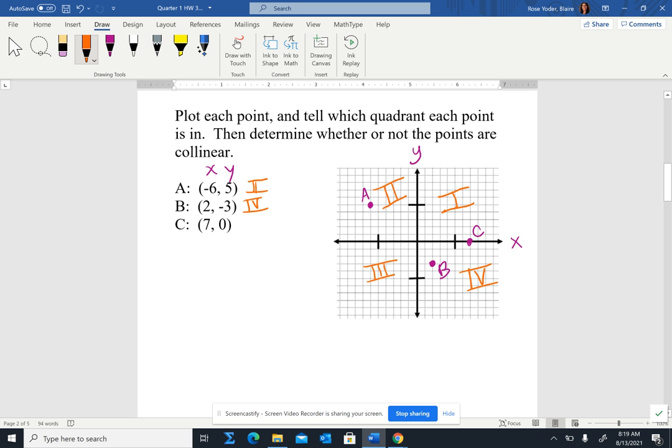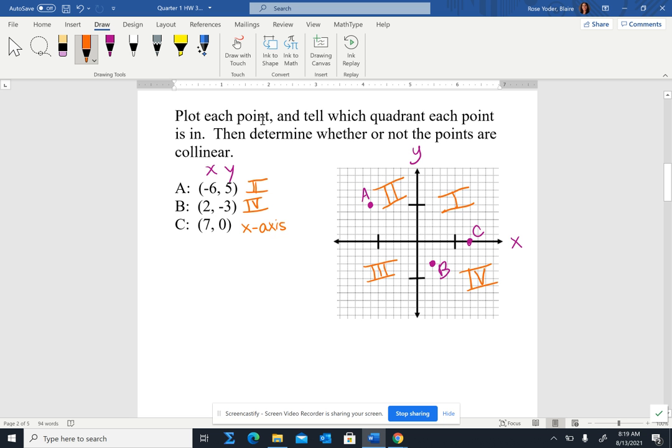Because it's like halfway in between quadrant 1 and quadrant 4. Well, C is actually on the x-axis, so we wouldn't say that that's in a quadrant. So you could either say none, or you could say it lies on the x-axis. So that's a little review on quadrants.